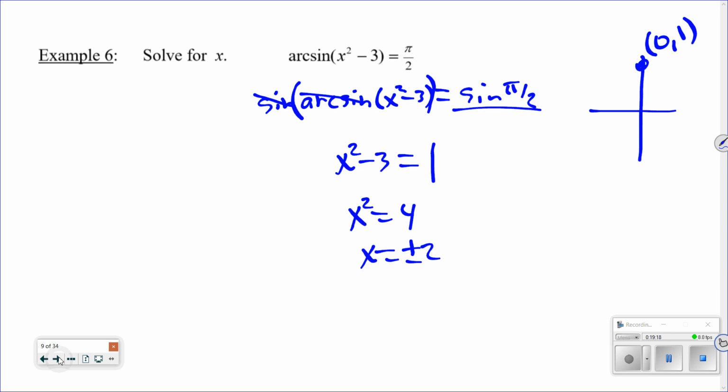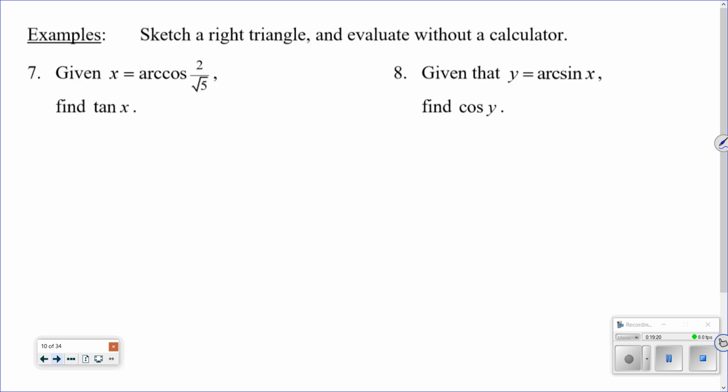Okay, we're going to do these last two examples, and then we're going to actually get to the calculus stuff. So this first one says, given x equals the arc cosine of 2 over the square root of 5, find the tangent of x. A couple of things. First of all, what this really means is when does the cosine equal 2 over the square root of 5? Remember, arc cosine has to be either here or here. Has to be in one of those two.